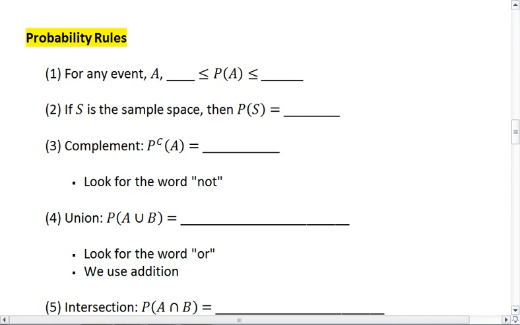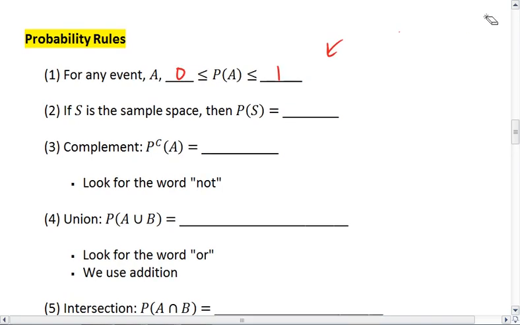Our first rule is pretty straightforward. For any event A, the probability of A occurring needs to be somewhere between 0 and 1. If it's 0, it means it will not occur. It's impossible. For example, the probability of rolling a 7 on your standard 6-sided dice is 0. A 1 means guaranteed to occur.